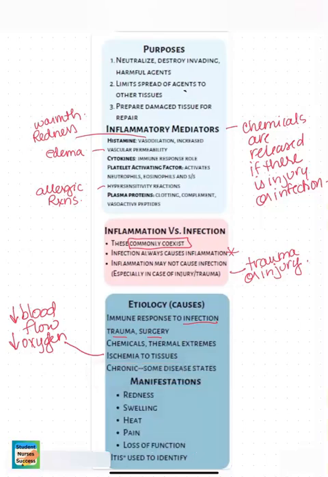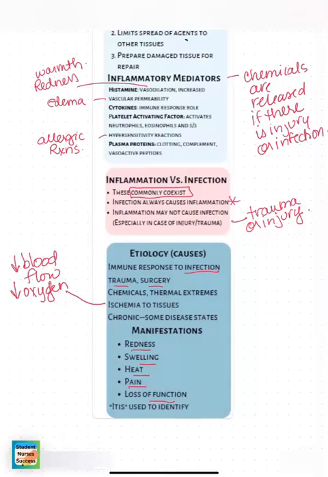The manifestations of inflammation are things that you're used to looking for: redness, swelling, warmth or heat, pain at the site, or even loss of function. Maybe not being able to use that area, or perhaps that area is not functioning as it should because of the inflammatory process. And last, the term "itis" on the end of words sometimes helps identify inflammation.